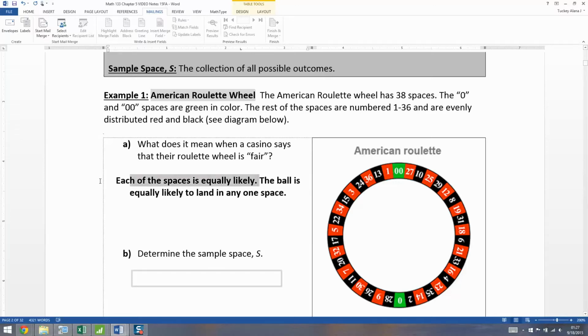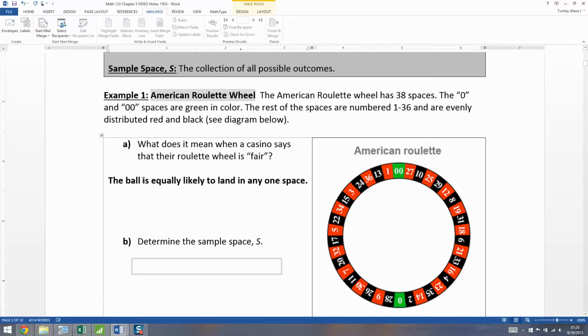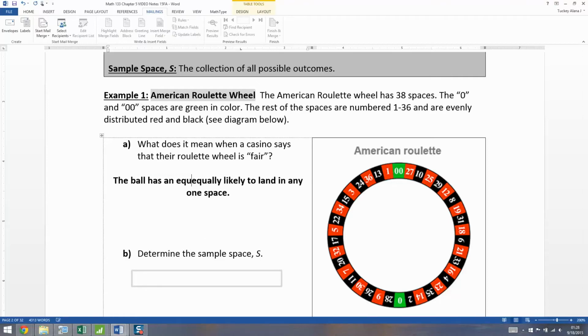There, maybe that's a little bit better. Or the ball has an equal chance. How about that? Has an equal chance of landing. There we go. That's a little bit better English. Of landing in any given space, in any one space.